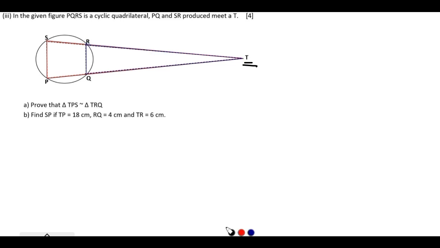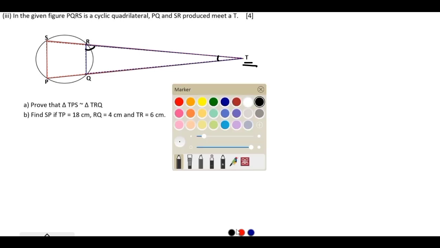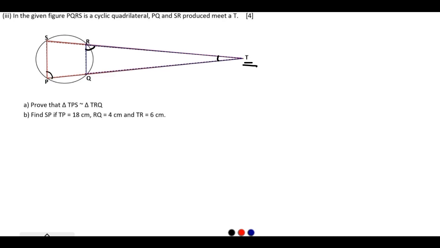Now look at the figure. In both the triangles, angle T is common and this angle is the exterior angle of cyclic quadrilateral. This is equal to its interior opposite angle, means equal to this. And this angle is also exterior angle of cyclic quadrilateral. This is equal to its interior opposite, equal to this. And this is a common angle. Three angles are equal. It means both the triangles are similar triangles. First part तो हमने solve कर दिया है. पहले इसको show करते हैं.